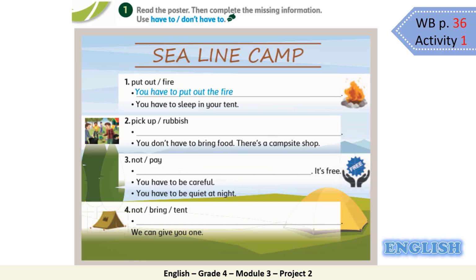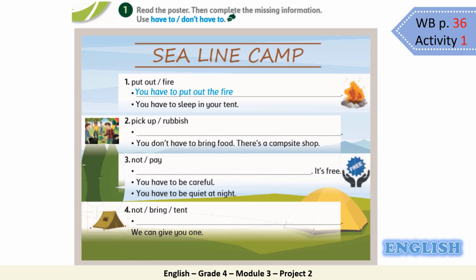Now, let's move on and give some rules. Number 1. Put out fire. The answer is given to you in blue. You have to put out the fire. Read the next sentence. You have to sleep in your tent.